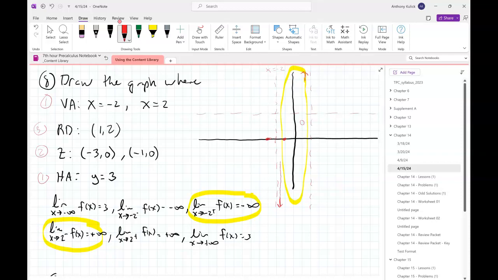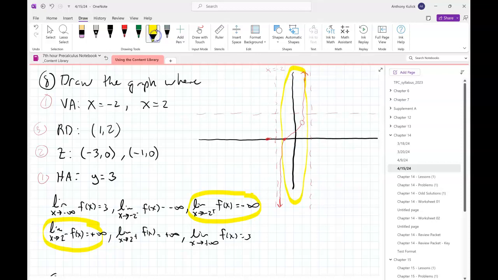So I know my graph has to connect those, and it's okay that I cross a horizontal asymptote if it's in the middle. Never can you cross a vertical asymptote, and you can't cross your horizontal asymptotes on the ends. But in the middle, it's okay to cross. Is everybody okay with how I drew that part of the picture?